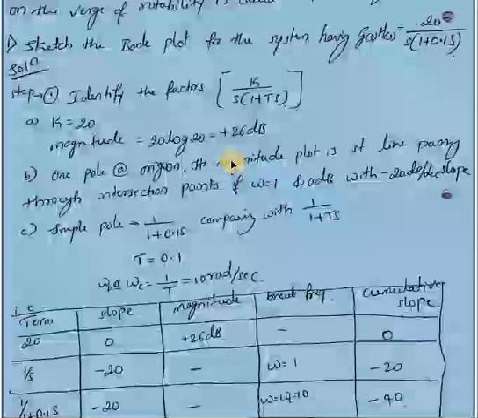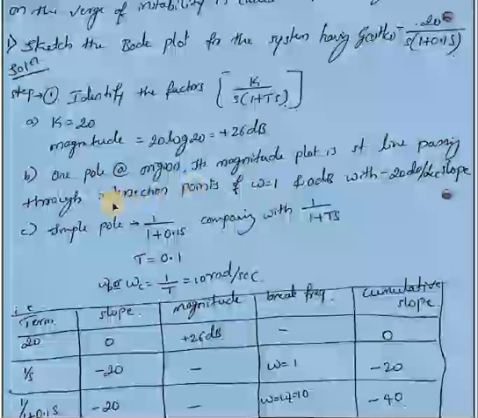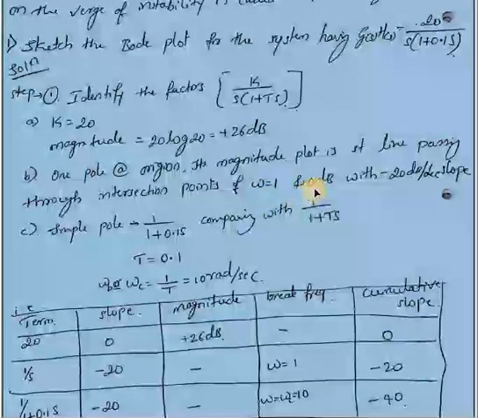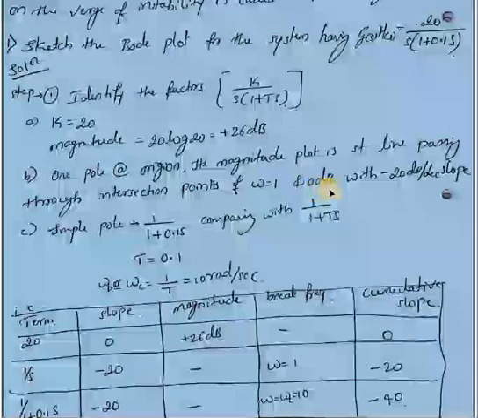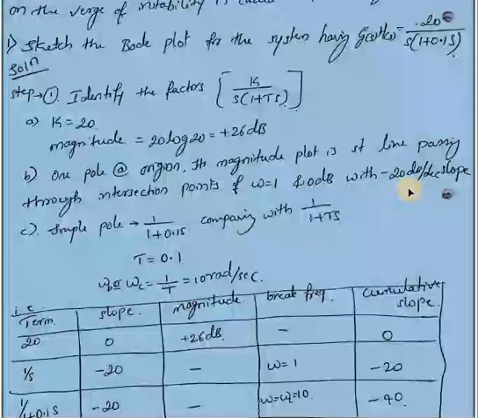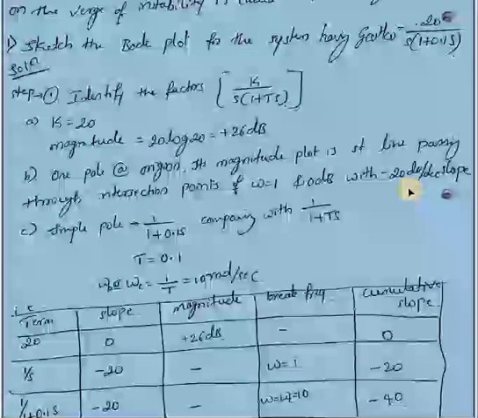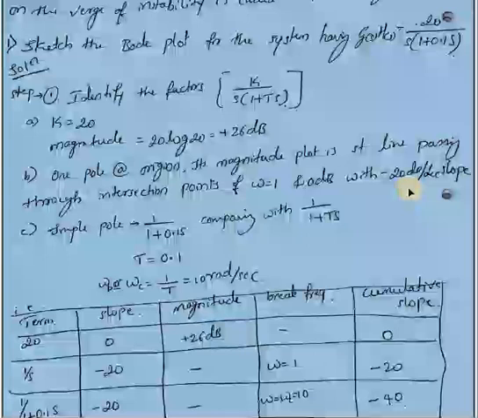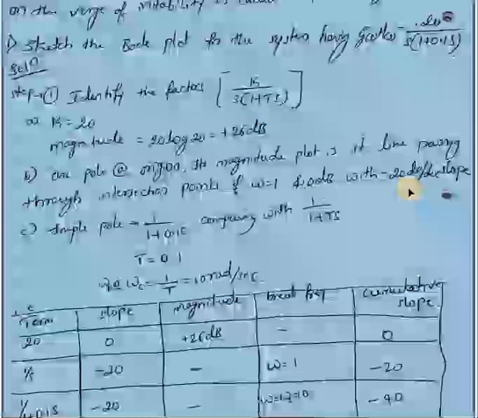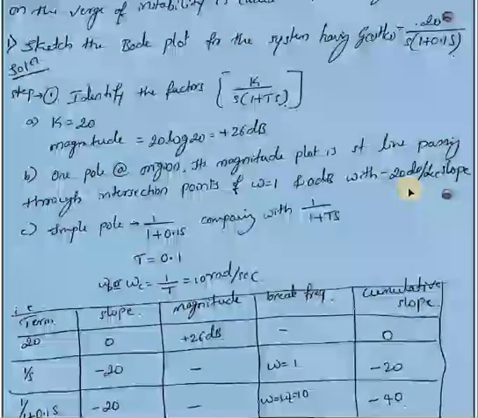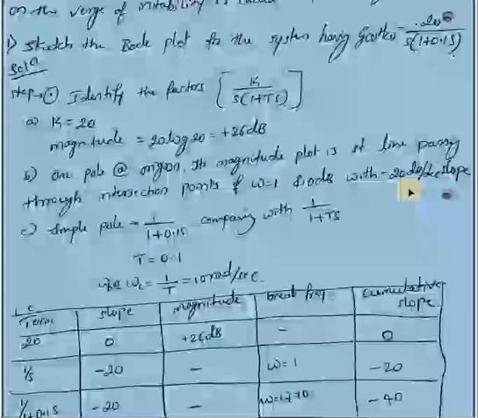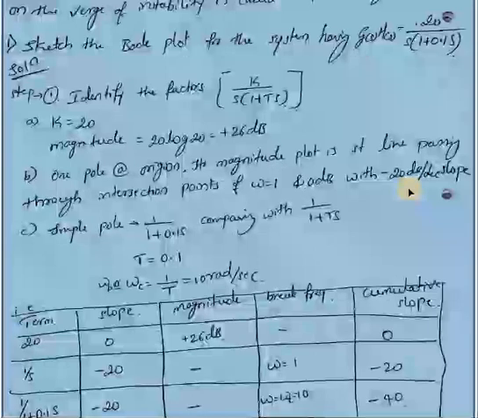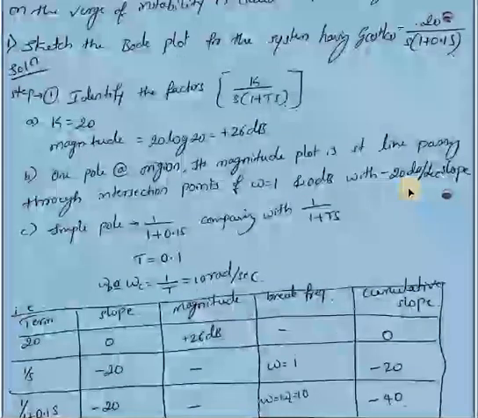and its magnitude plot is a straight line passing through the intersection point of omega equal to 1, where the magnitude value is 0 dB, with minus 20 dB per decade as the slope. As I told in the previous video, for a simple pole or simple zero at the origin, the slope is 20. Since it is a pole, we have taken it with a negative sign.